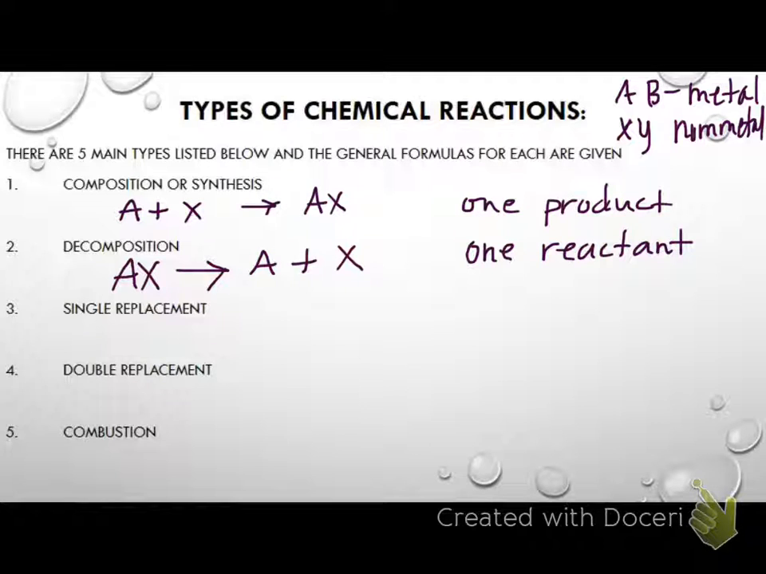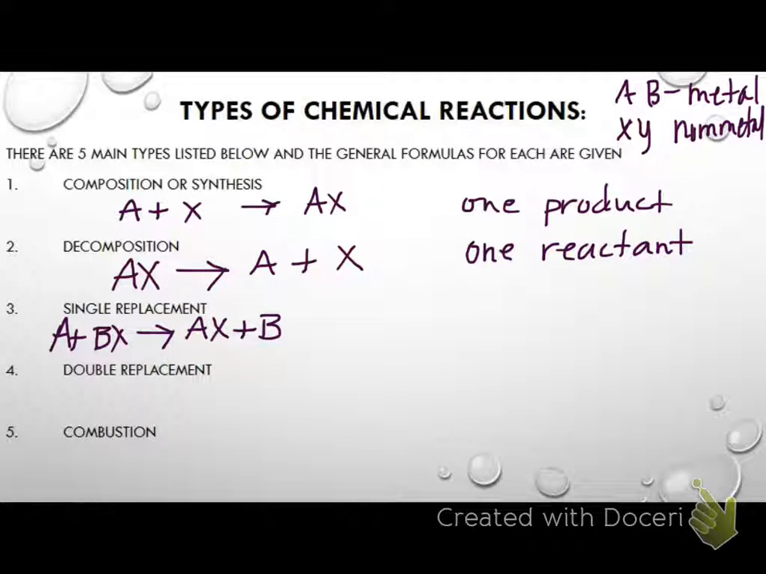A single replacement is exactly what it sounds like. You're going to have an element and a compound together. There are 2 kinds. You can single replace a metal with another metal, or single replace a nonmetal. With the first one, A plus BX goes to AX plus B. So basically it replaces the other metal.